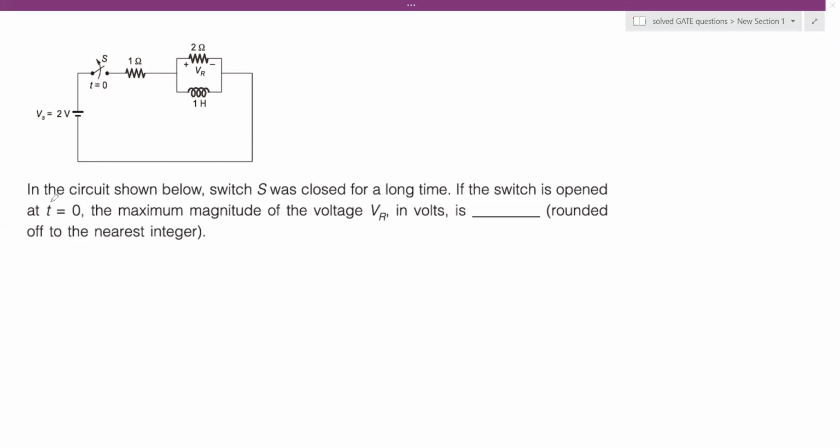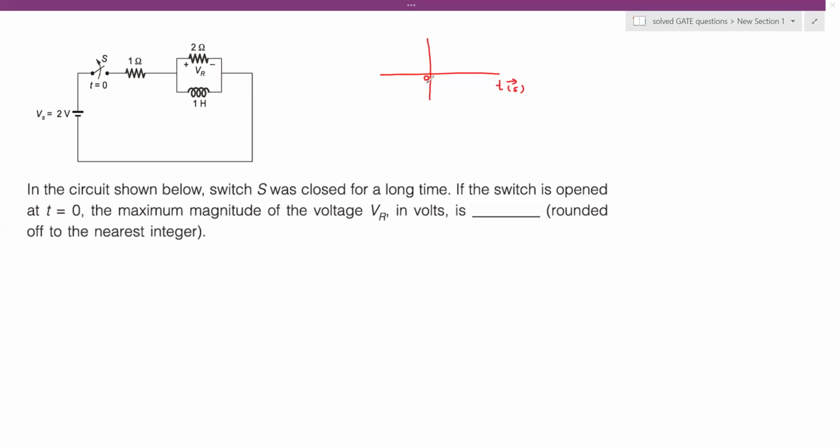So the problem reads as below. In the circuit shown, switch S was closed for a long time. So it means the switch is closed for a long time. If the switch is opened at t equal to 0, for example, here on the axis you have a time t. Let me draw it here. So this is time, in seconds, and this time starts at 0.